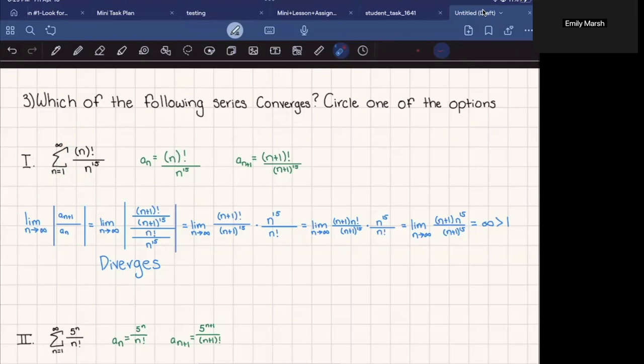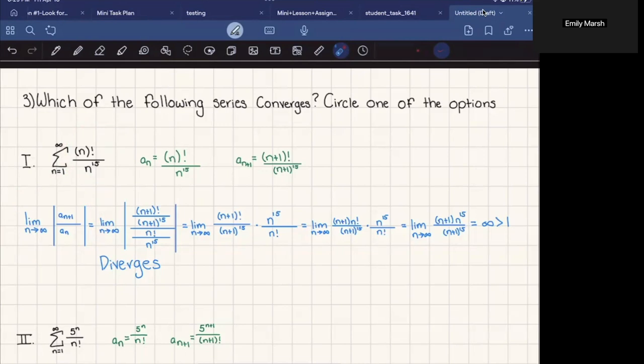Hello everyone, today we're going to be doing question 3 for the ratio test for convergence review worksheet. If you have any questions about the ratio test specifically, there'll be another video that you can watch. So let's dive into question 3. Which of the following series converges? Circle one of the options.